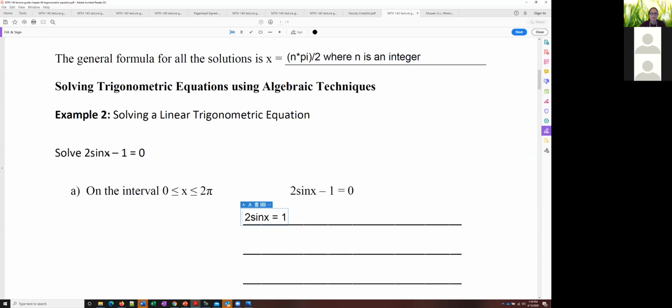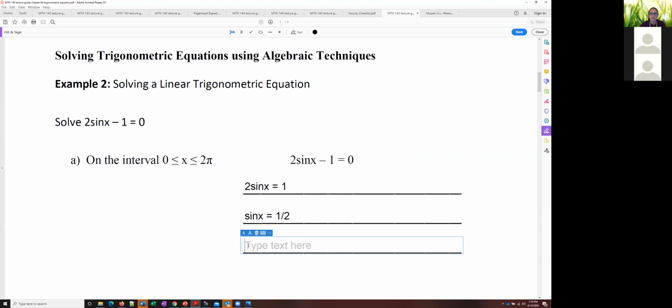Just like if you were trying to solve 2x minus 1 equals 0, the first thing you'd do would be to add the 1 to both sides. And then the next thing is to divide both sides by the 2. So we get sine x is equal to 1/2.